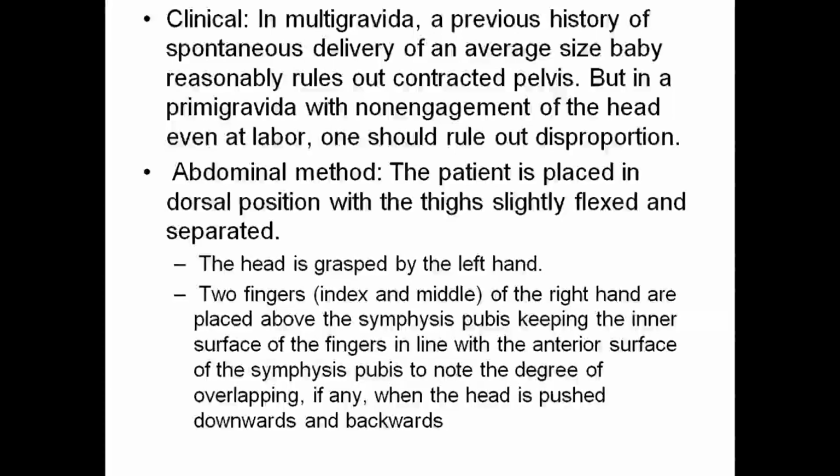Abdominal method. The patient is placed in dorsal position with the thighs slightly flexed and separated. The head is grasped by the left hand. Two fingers, that is the index and middle finger of the right hand, are placed above the symphysis pubis, keeping the inner surface of the fingers in line with the anterior surface of the symphysis pubis to note the degree of overlapping, if any, when the head is pushed downwards and backwards.